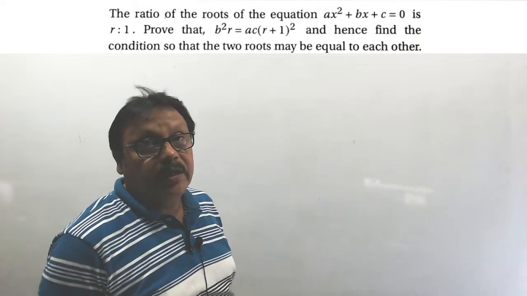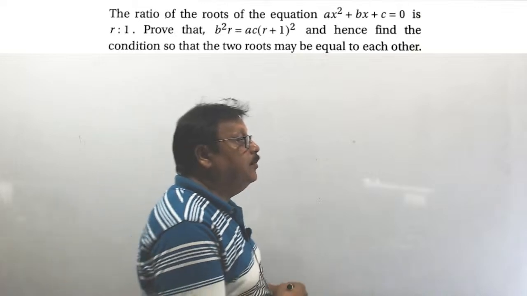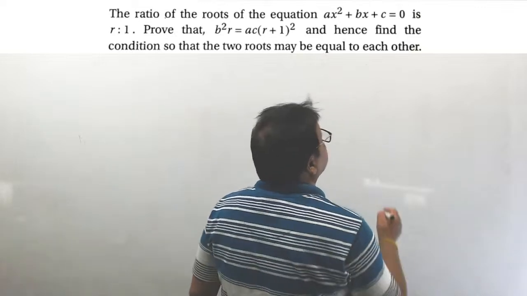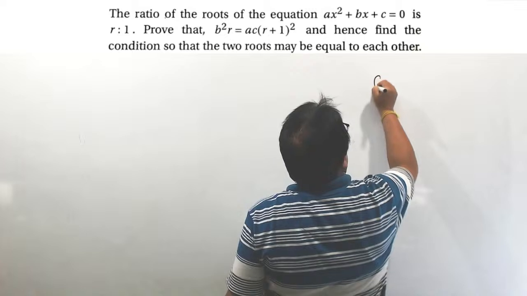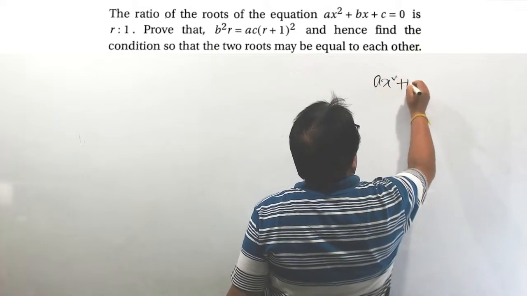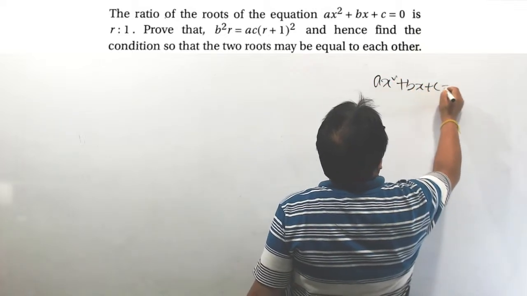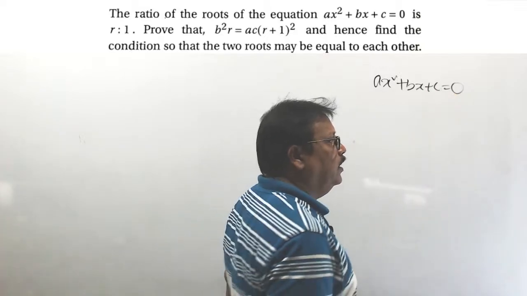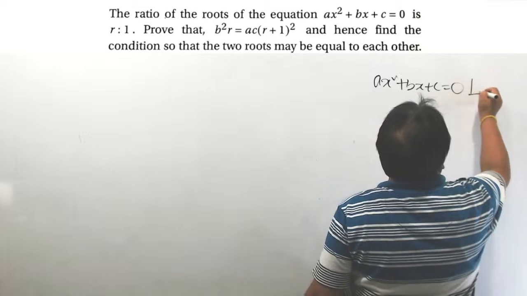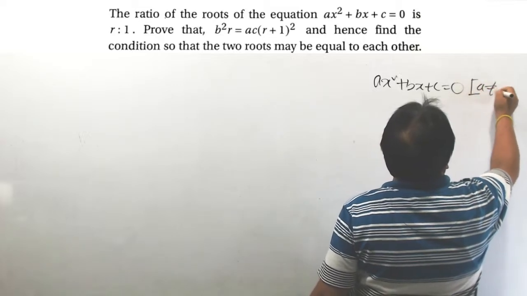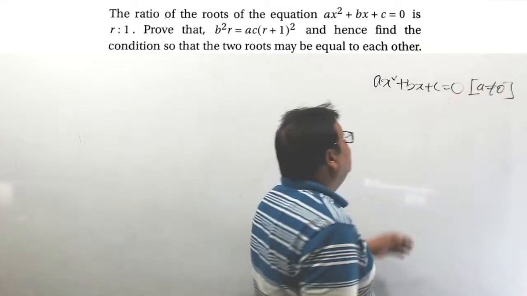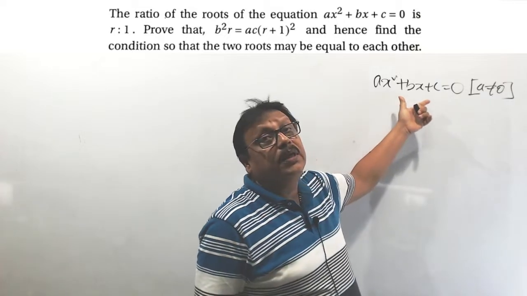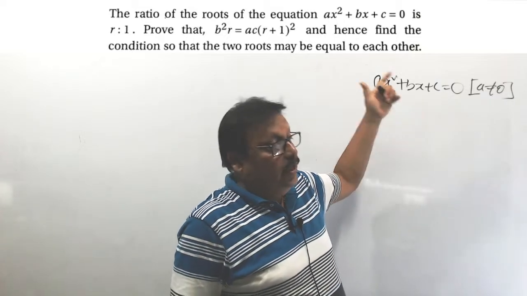The equation is given. What is the equation? Ax square plus bx plus c equals to 0. Of course, the condition is what? A not equal to 0. It is not necessary to write everywhere, but always remember a not equal to 0. Otherwise, this equation will not represent a quadratic equation. Understood?